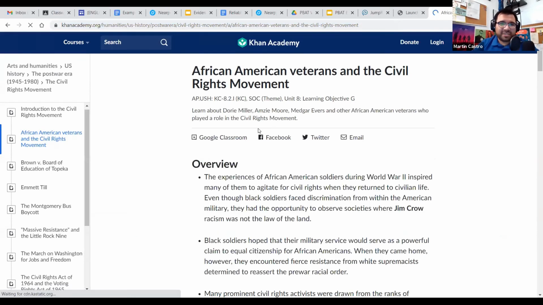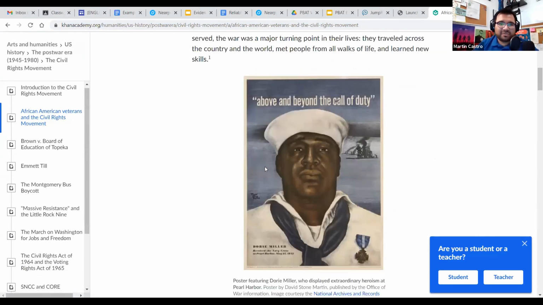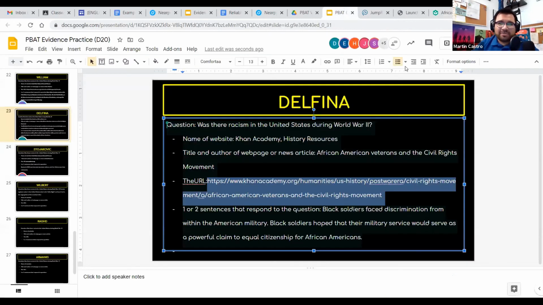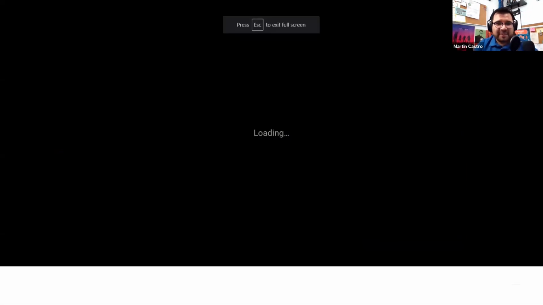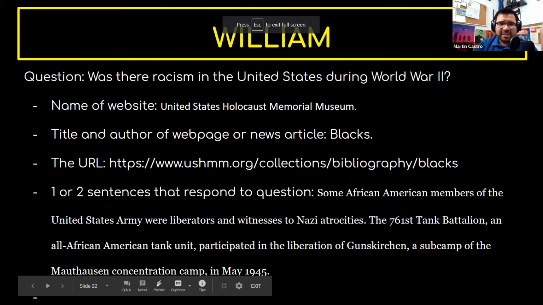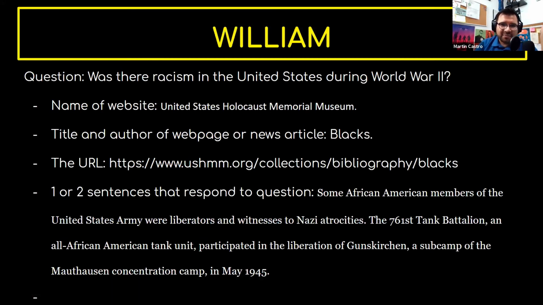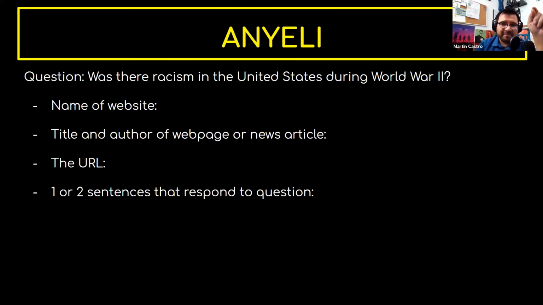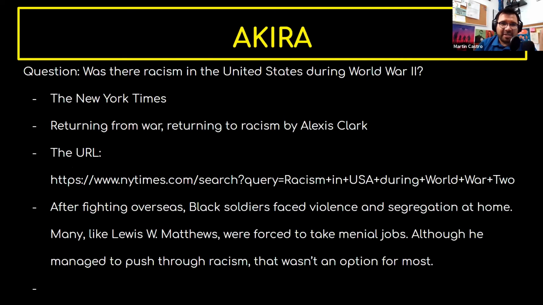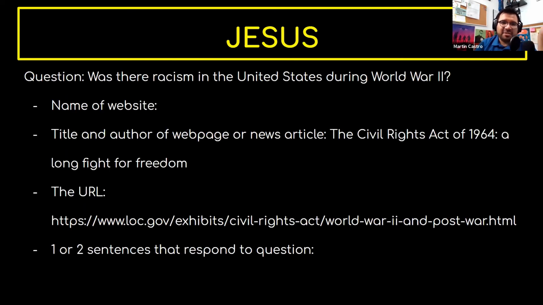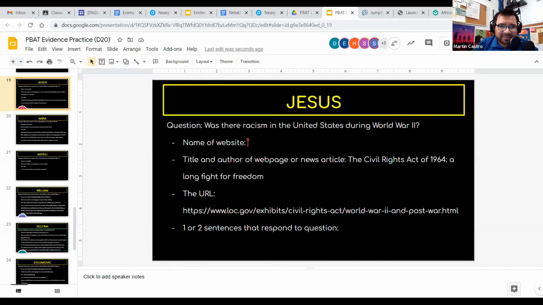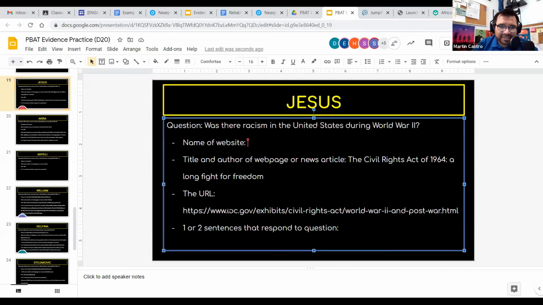Okay, so here's the information. Here's the article. Okay. So that's what we're looking for. Okay, so William, yeah, the United States Holocaust Memorial Museum. Good. I'm going to go a little quicker here because we're short on time. Akira used the New York Times. Good. Okay, so Jesus didn't put the name of the website, but here is the URL.